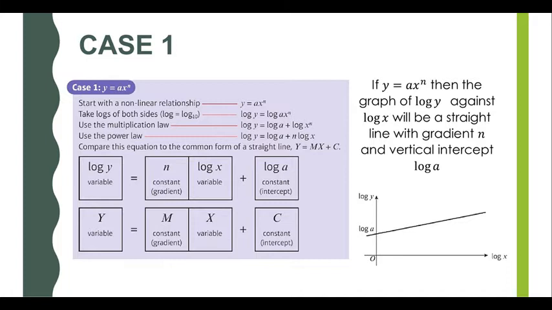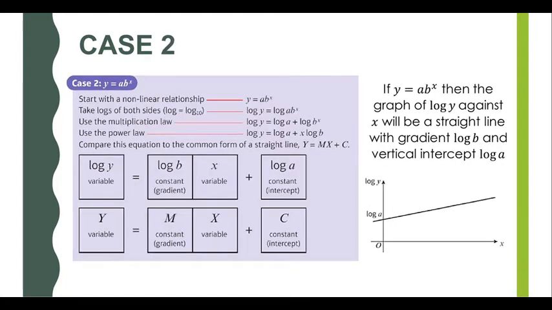If we compare this to the common form of a straight line, y equals mx plus c, y is equal to log y, n is equal to m, our gradient, and log x is equal to x, the variable, plus the constant c, which is the same as log of a. If we plot this, we will plot the graph of log y against log x, and we get a straight line as shown here. The straight line has gradient n and vertical y-intercept log a.